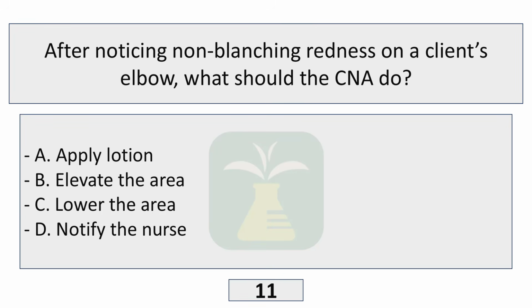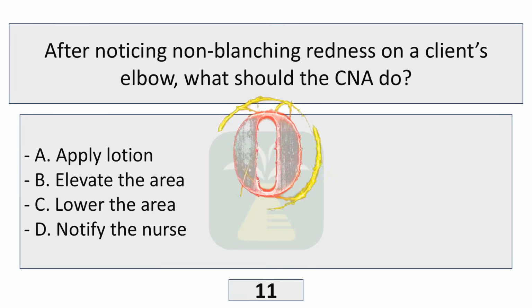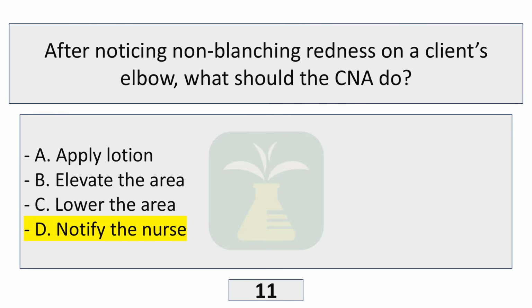After noticing non-blanching redness on a client's elbow, what should the CNA do? A. Apply lotion. B. Elevate the area. C. Lower the area. D. Notify the nurse. Correct answer. D. Notify the nurse. Non-blanching redness requires nurse assessment.